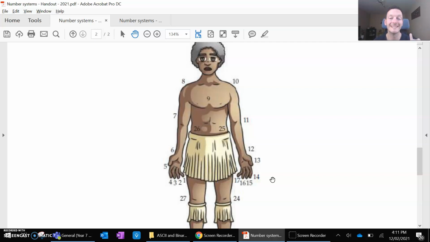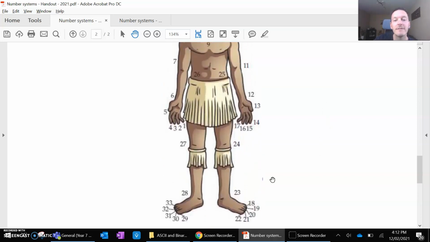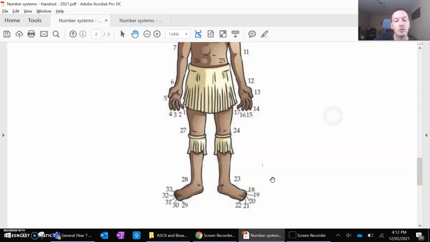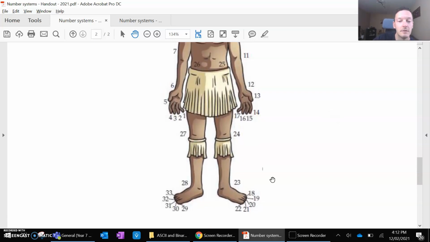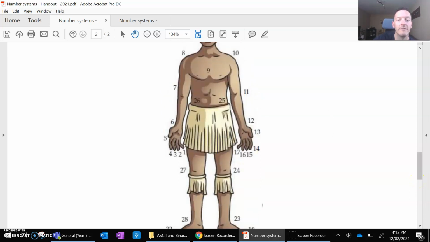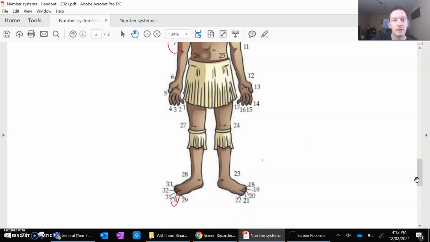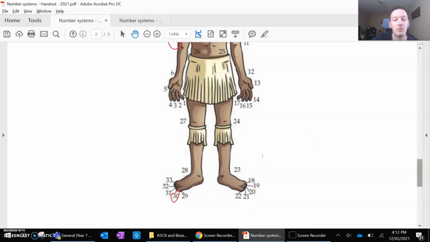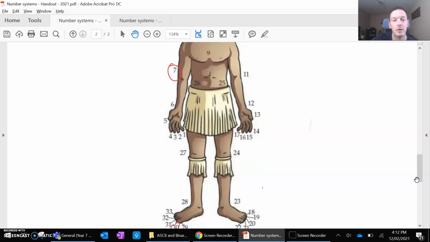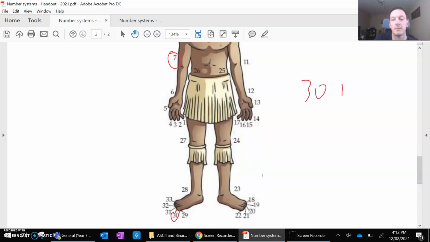So if you wanted 27, oh no, already got that one. Let's say you wanted 47 in the Torres Strait Islander system. Well, I don't have the number 47 here, but I do have 30 and I do have 7. So here in the Torres Strait Islander system, people would point to their second toe on their right foot and their elbow to represent 30 plus 7 equals 37. All right, so you've got all those number systems there.